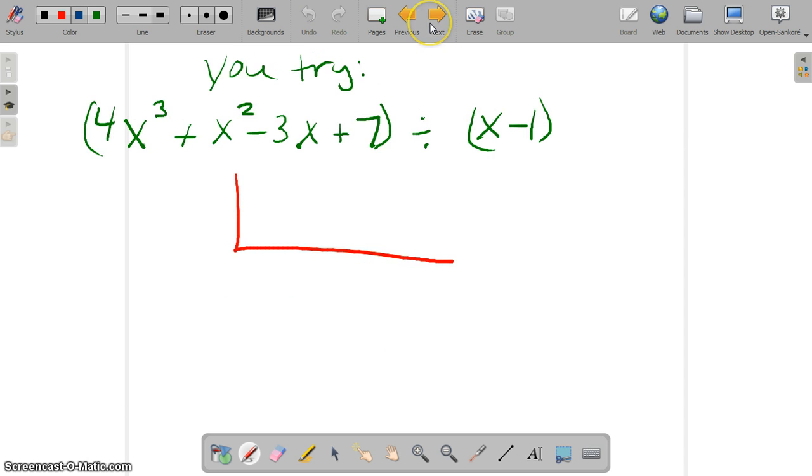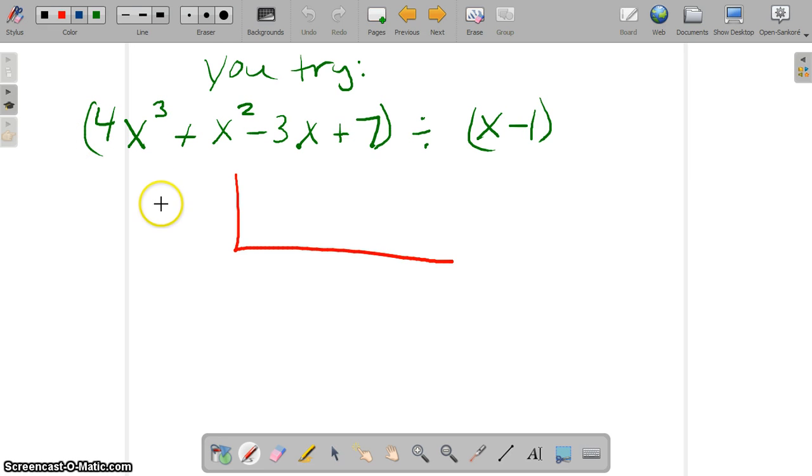Now, I would like you to try one. So you are going to try this one and do the long division, and you're going to enter in the remainder like we did before, and then you can continue watching and see if you did it right.